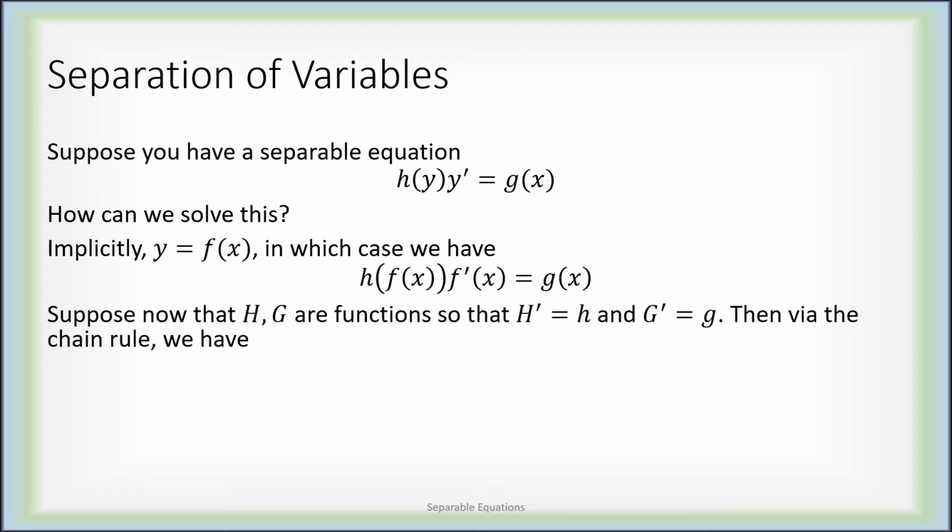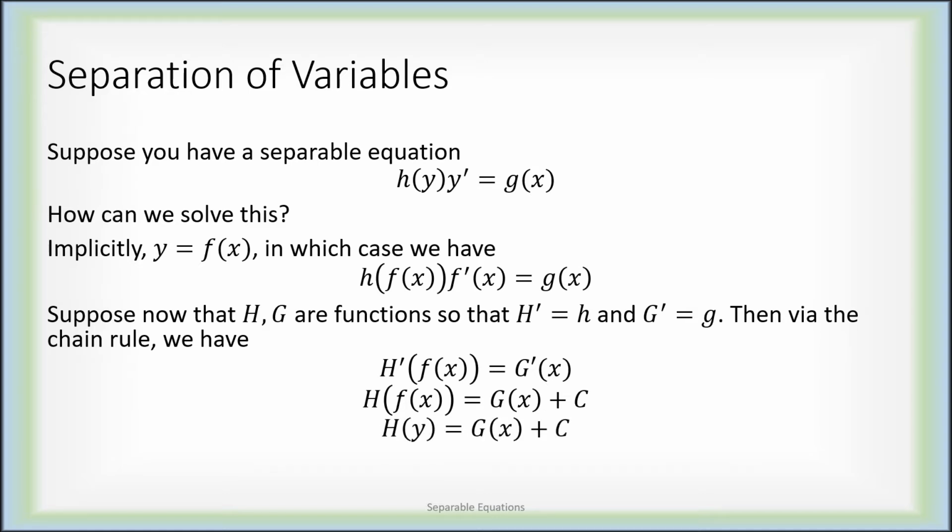Okay, so suppose that h and g are functions, so that capital H prime is little h and capital G prime is little g. So by the chain rule, the left is just the derivative of capital H of f of x, and on the right, we have the derivative of capital G of x. So this is what our equation now looks like. And by anti-differentiating, we can just go right back to the functions capital H and capital G by introducing a constant of integration. And then we can plug back in our original y instead of f of x.